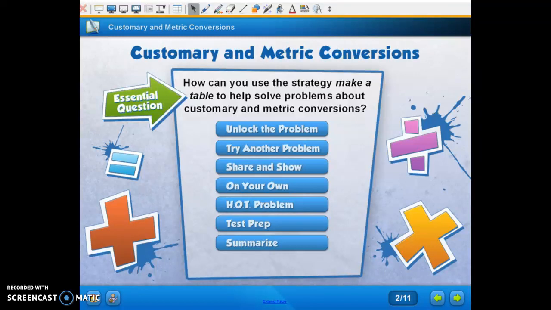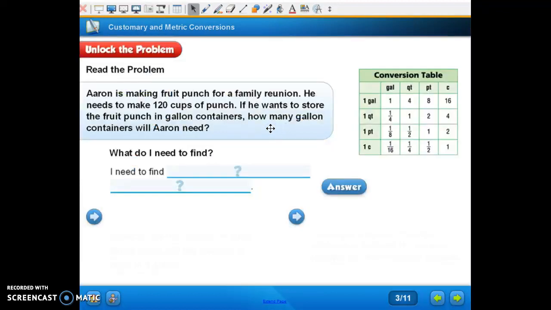Okay, now we're looking at lesson 10.6, problem solving on page 427. How can you use this strategy? Make a table to help you solve problems about customary and metric conversion. So what we've done the last 2-3 lessons.